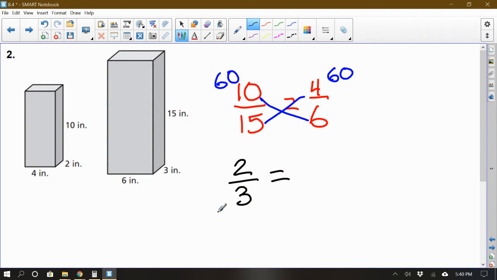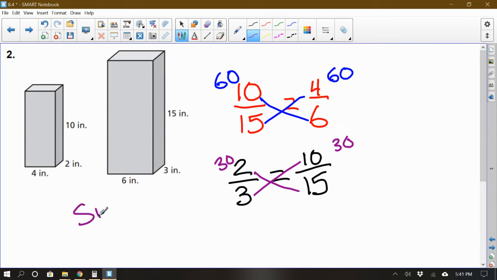Does that equal, no, which one should I pick? How about we do the height again? So the height of the first one, 10, over the height of the second one, 15. Do those cross products still equal each other? 3 times 10, 30, 15 times 2, also 30. Oh, so these are similar. And we have our work here proving that our two ratios are equal, forming a proportion.